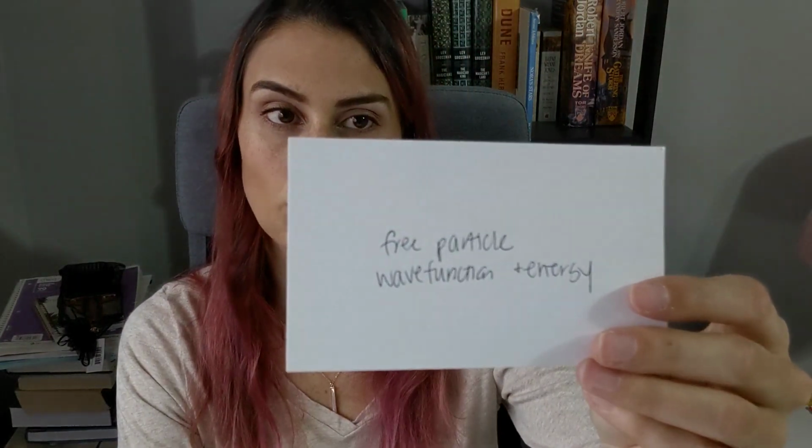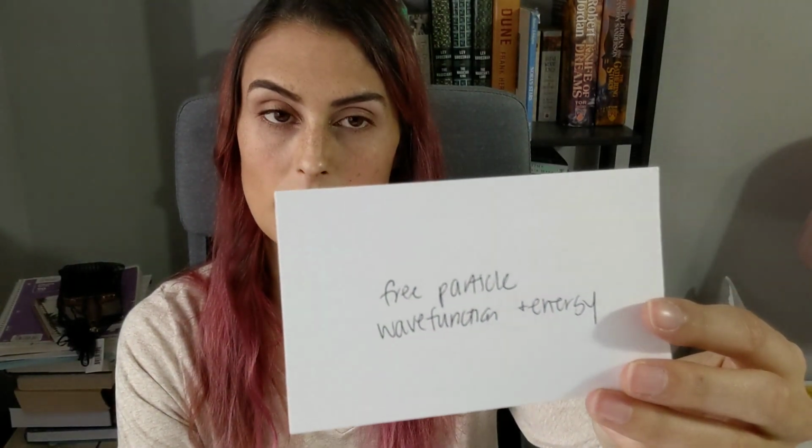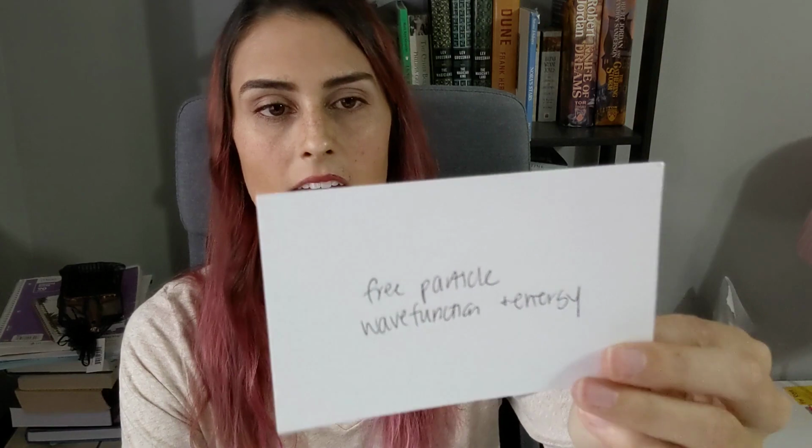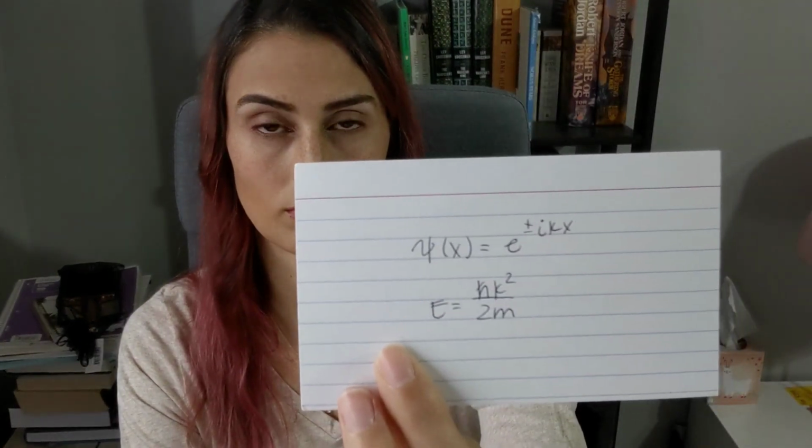A free particle's wave function and energy: psi of x equals e to the plus or minus ikx, and E equals h bar squared k squared over 2m.